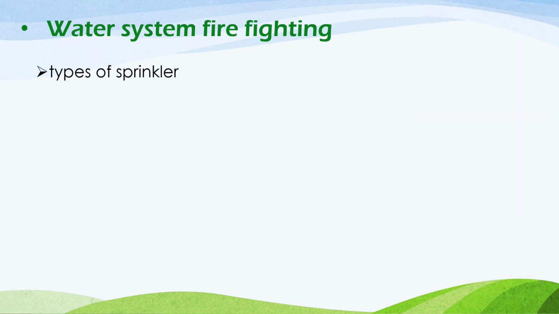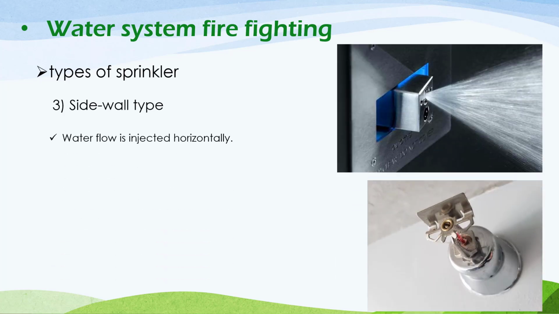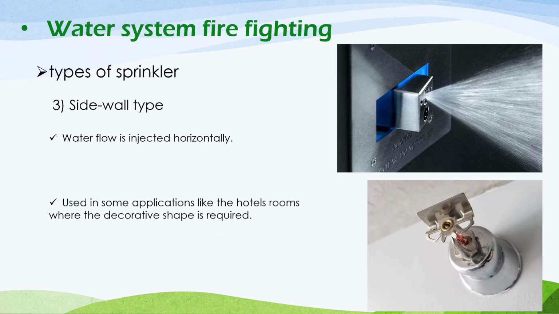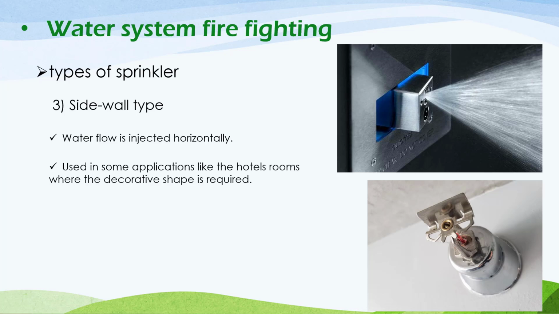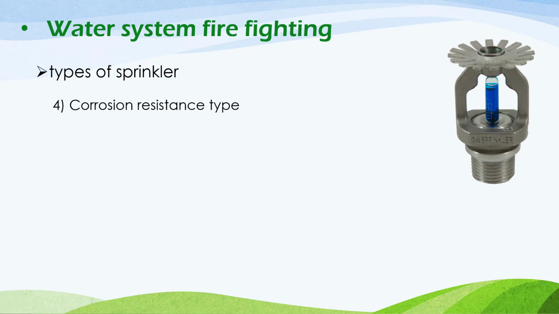Also, the next type of sprinklers we have is the sidewall sprinkler. This sidewall sprinkler, as its name says, is installed on the wall of the room, not on the ceiling, as it injects the water in a horizontal direction. This sidewall sprinkler is used in some applications where a decorative shape is required, like hotel rooms, as it provides a good decorative shape. Very good.